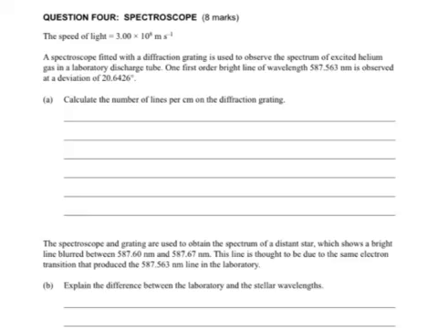So question 4 on the spectroscope. The speed of light is given there, and we have a spectroscope fitted with a diffraction grating being used to observe the spectrum of excited helium gas in a laboratory discharge tube. One first order bright line of wavelength 587.563 nanometers is observed at a deviation of 20.6426 degrees. Very precise, lots of significant figures. So these are very careful measurements.